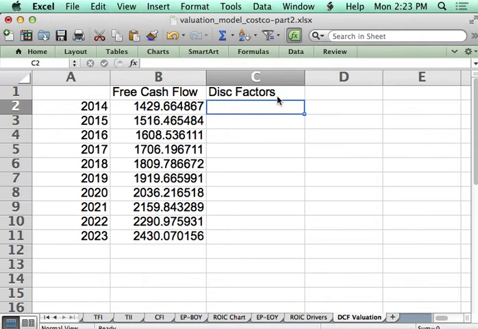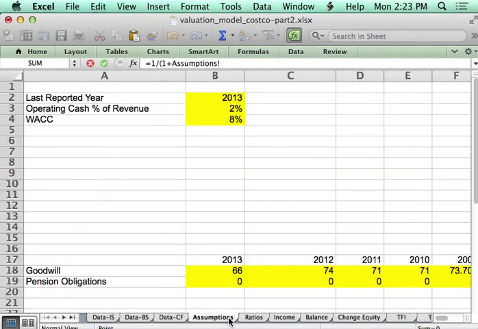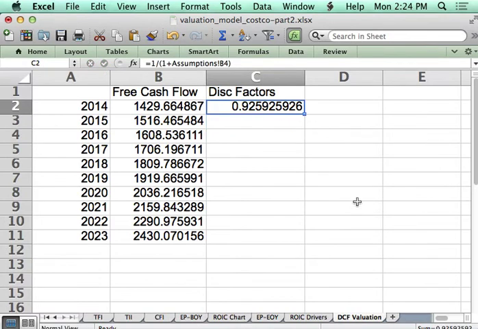In this case, what we're going to do is take the free cash flow and multiply it by the discount factor, which is 1 over (1 plus R) to the T, or N. That will give us the discounted free cash flow. So the discount factor equals 1 divided by (1 plus the cost of capital), which is going to be, off the Assumptions tab, the WACC. That's the cost of capital we're going to use to discount the cash flow. So dividing by 1 plus the WACC is the same as multiplying by 0.9259.